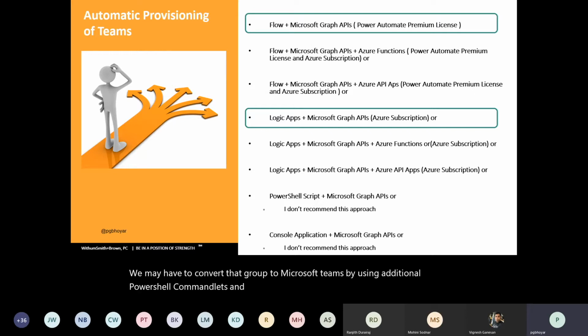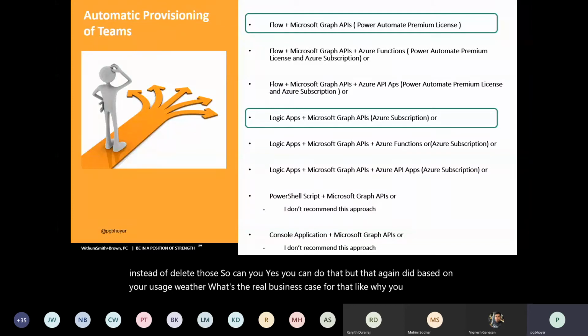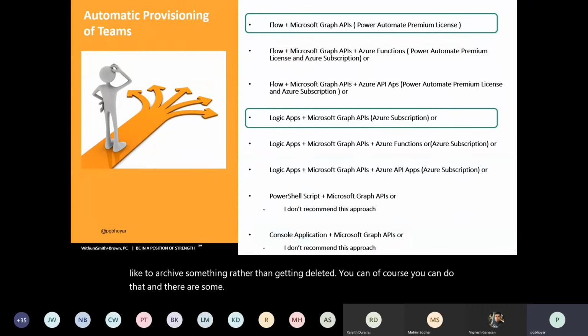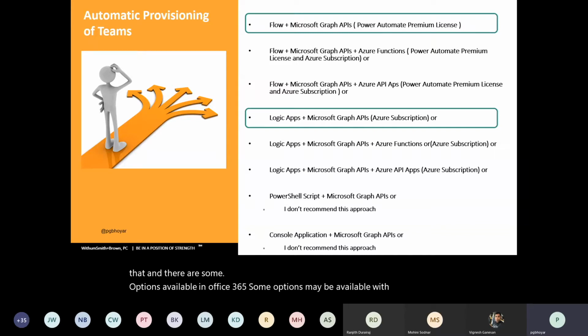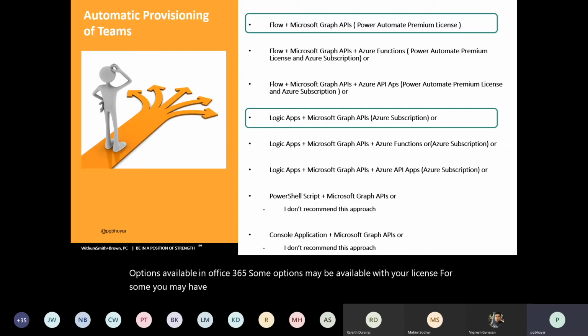And then the second thing is, can we have Teams archival instead of deleting those? So can you? Yes, you can do that, but that again is based on your usage, like what the real business case is, why you would like to archive something rather than getting it deleted. Of course, you can do that, and there are some additional options available in Office 365. Some options may be available with your license. For some, you may have to get an additional license, because I'm personally not that familiar with archival and other stuff.